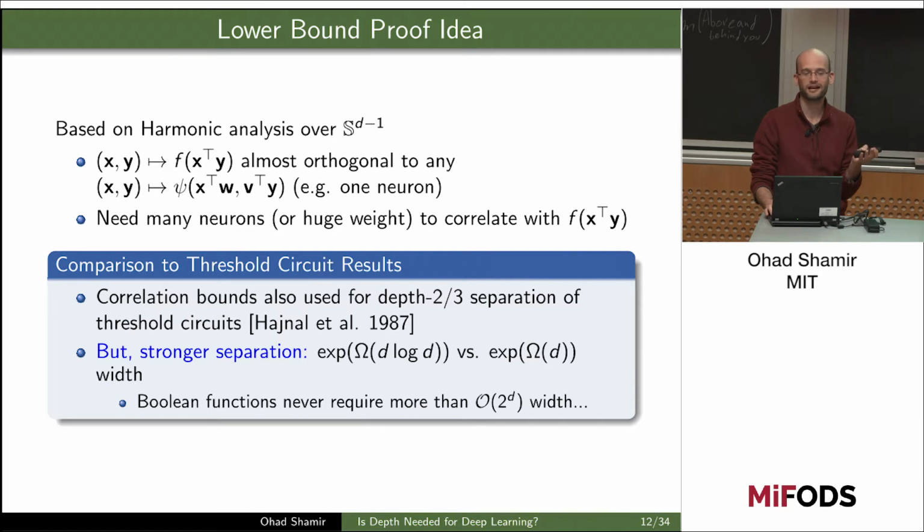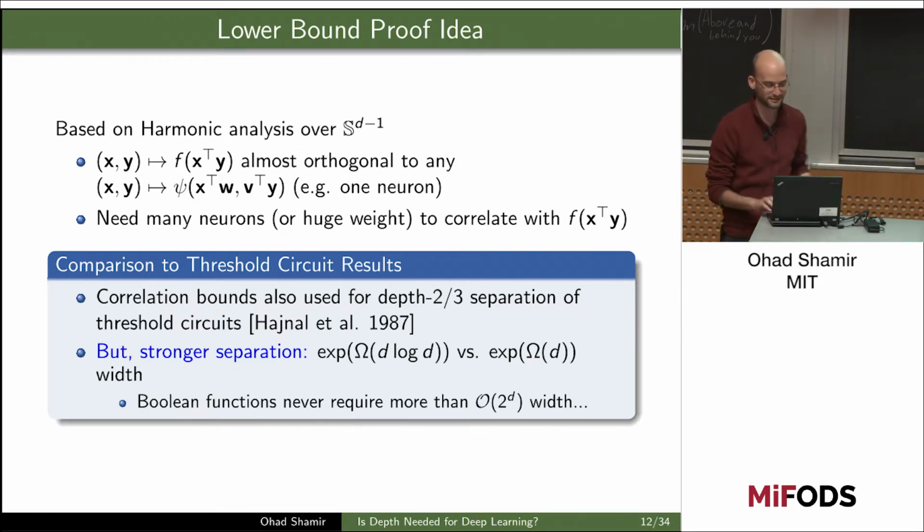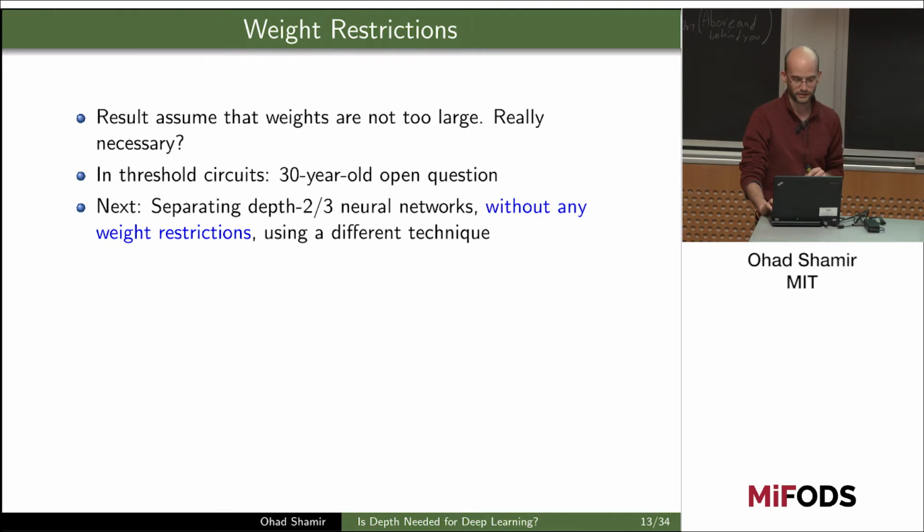OK, the reason is that a Boolean function is always expressible by a truth table of size 2 to the d. So I can always memorize a Boolean function by using 2 to the d neurons and just connecting them together. So this already tells you that the fact that we are working in Euclidean space as opposed to Boolean space gives you something a little bit different.